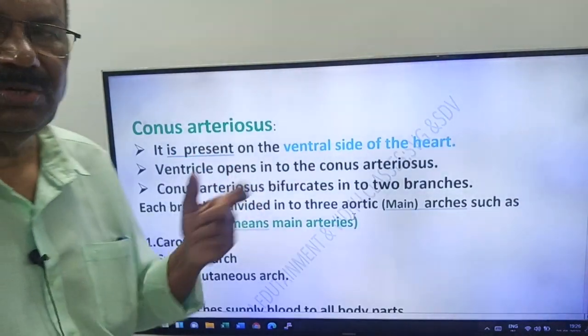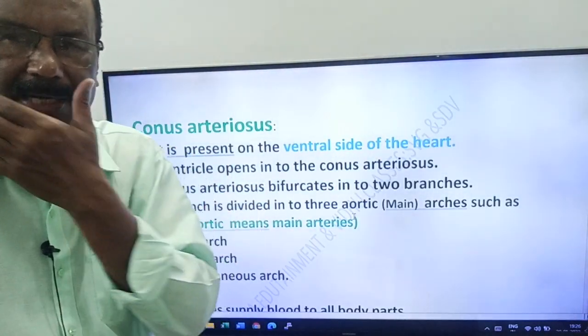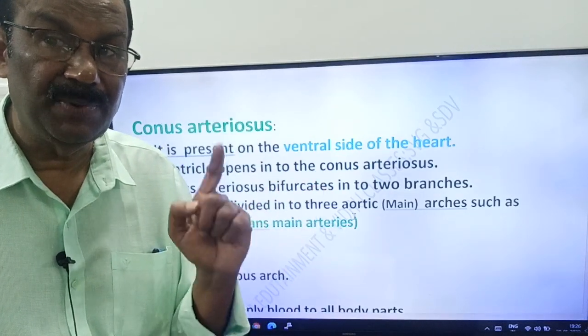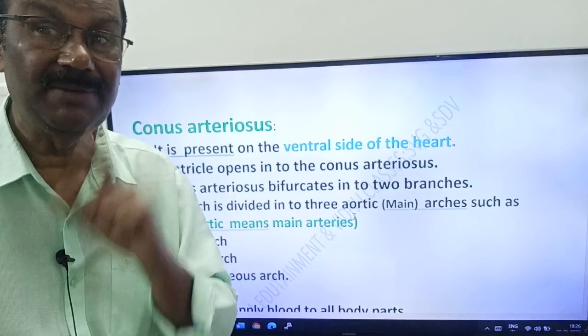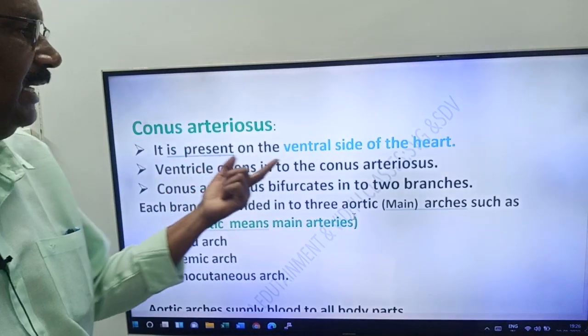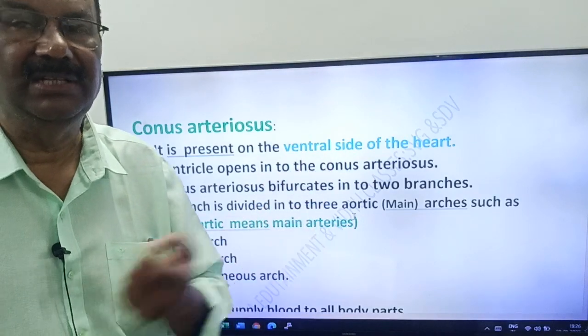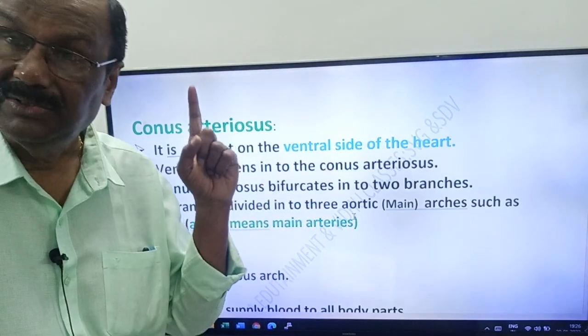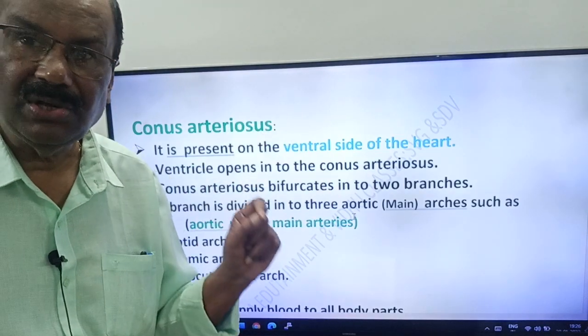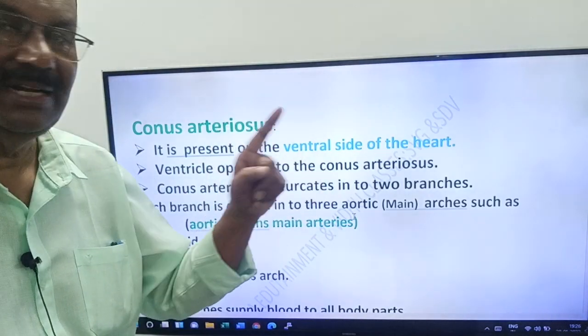Now come to one more word, friends. Conus arteriosus. Friends, this sinus venosus and conus arteriosus are not present in mammals, not present in man. You have to remember it. Conus arteriosus is present on the ventral side of the heart. Sinus venosus is present on the dorsal side of the heart. Conus arteriosus is present on the ventral side of the heart.